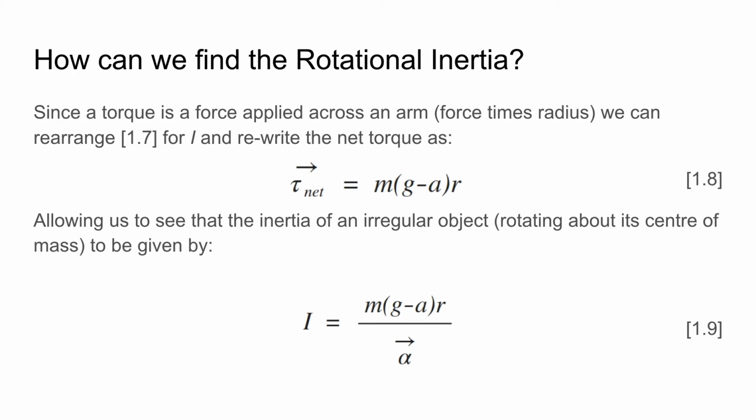Since a torque is a force applied across an arm, we can rearrange Formula 1.7 for I and rewrite the net torque as Formula 1.8. In Formula 1.8, m is the mass of the object and g is the acceleration due to gravity. a is the acceleration of the object and r is the radius of the wheels used to spin up the shape, allowing us to see that the inertia of an irregular object is given by Formula 1.9. I is the rotational inertia and alpha is the angular acceleration.